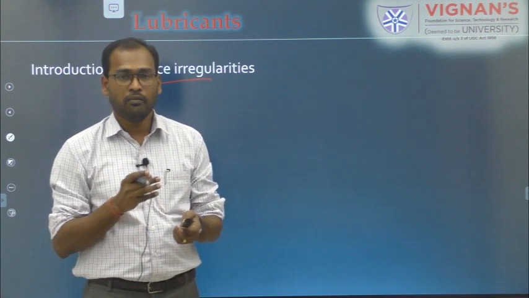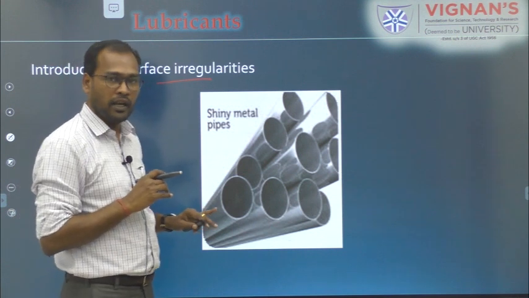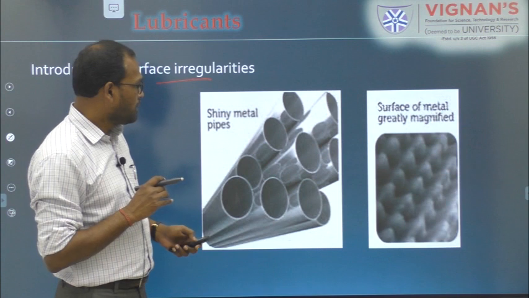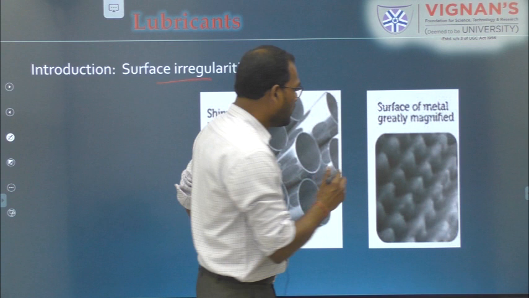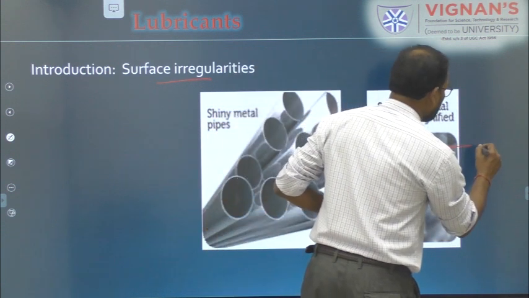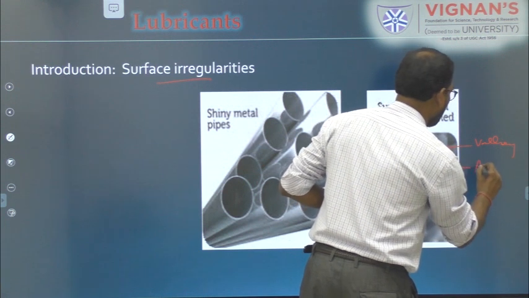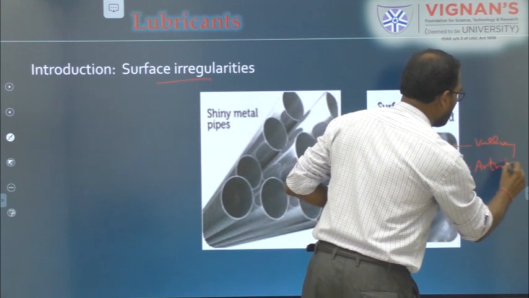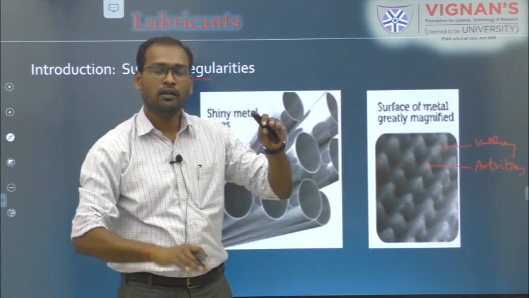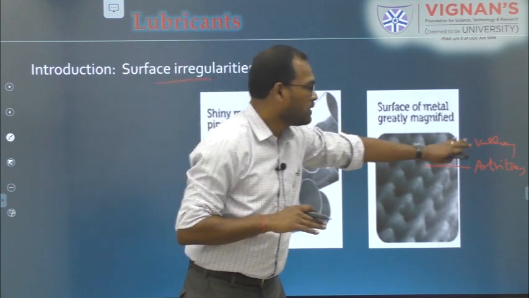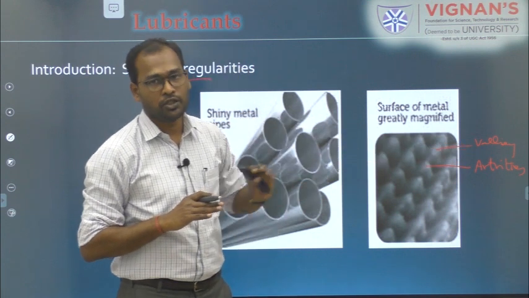I will show you some pictures which help you in understanding. This is a steel plate which looks shiny. The same thing, if you see in a magnified lens, you will see this kind of irregularities where you will have valleys and asperities, so you will have some dips and valleys. These imperfections are the ones which are going to affect the lubrication property.